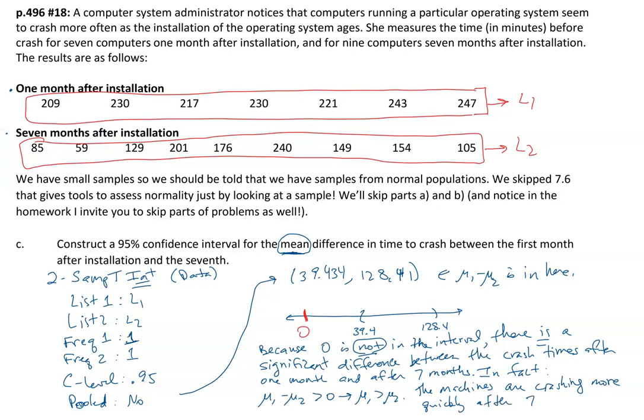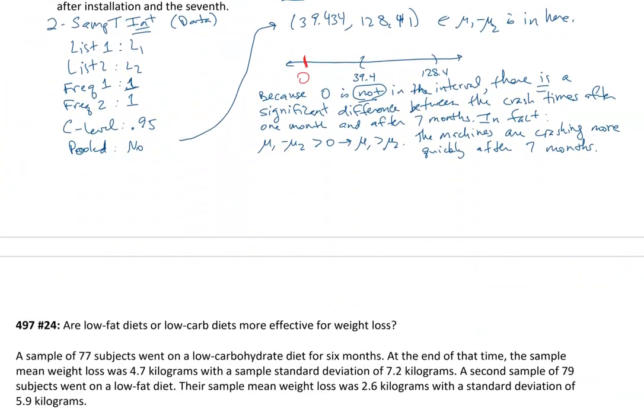So that is where these interpretations are going to become more useful. Is there a difference, first of all, a significant difference? And that will always be yes when 0 is not in the interval. And then we can decide which number might be larger and which number is smaller if there is a significant difference. Okay, I think we have time to go on to another example.